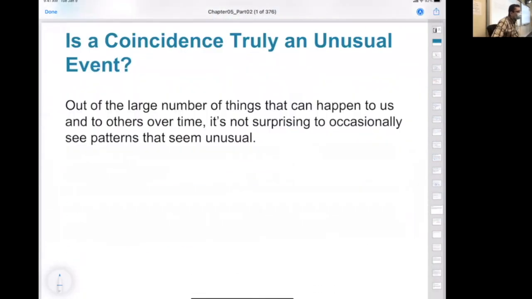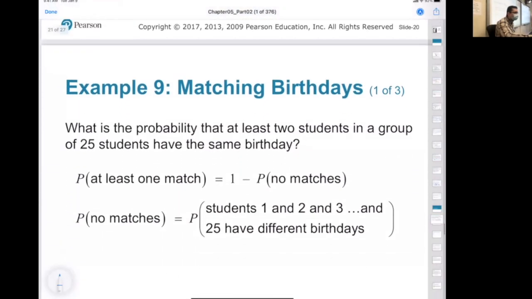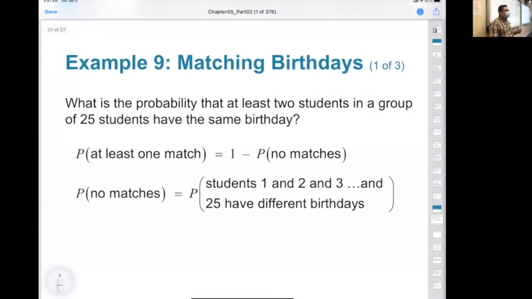Is a coincidence truly an unusual event? Okay? So here we are talking about how sometimes things around us happen, and it's not surprising to have a pattern about it, even though this pattern seems unusual. Okay? Let's take an example directly. This is an example about matching birthdays. What is the probability that at least two students in a group of 25 students have the same birthday?